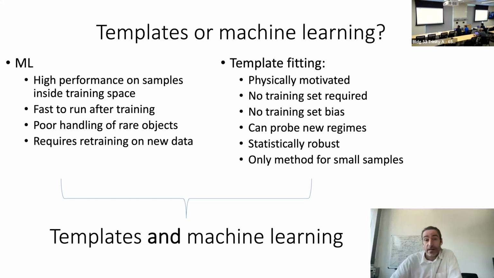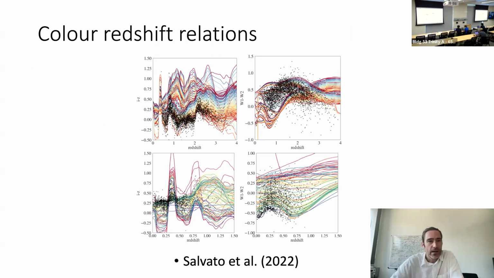The only method available for small samples is another key feature, of course. If we have very rare objects, I think the most striking example of that would be the really high redshift objects in the JWST deep fields, where you can only really do that sort of work with fitting. Just want to quickly look at some color redshift relations.